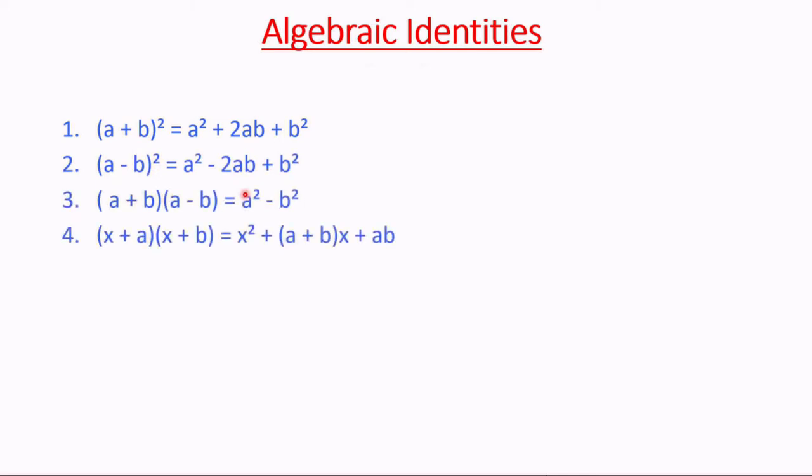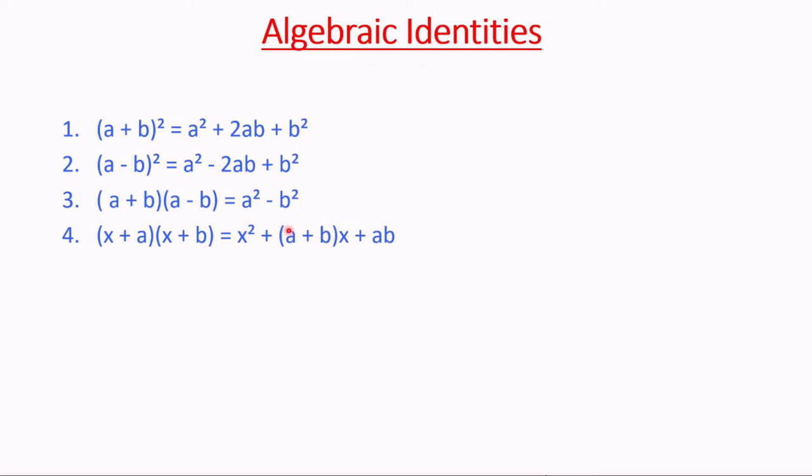The first one is (a plus b) the whole square equal to a square plus 2ab plus b square. That is, (a plus b) into (a plus b) can be written as (a plus b) the whole square. You have already studied how to multiply a binomial by a binomial last year. By that way, we learned how to prove the identity also. The second one is (a minus b) the whole square is a square minus 2ab plus b square. The third one is (a plus b) into (a minus b) equal to a square minus b square. The fourth is (x plus a) into (x plus b) is x square plus (a plus b) into x plus ab.